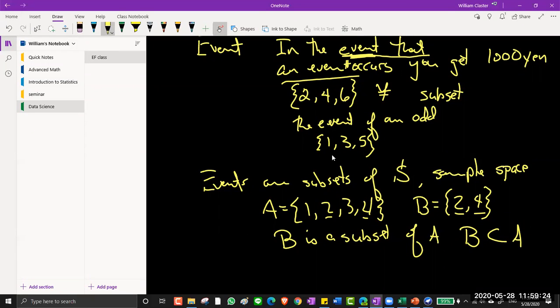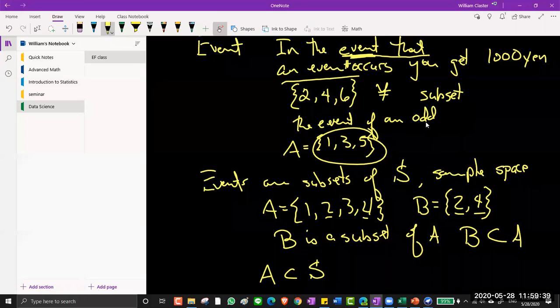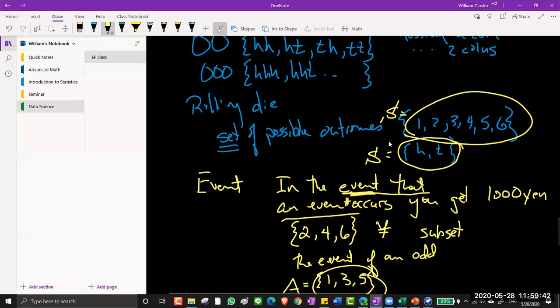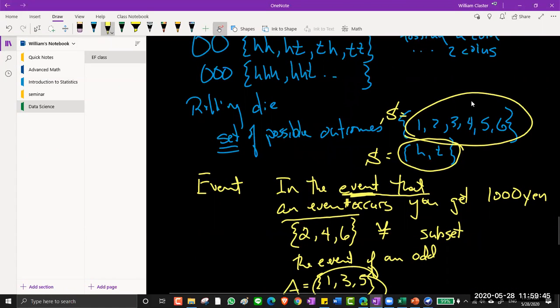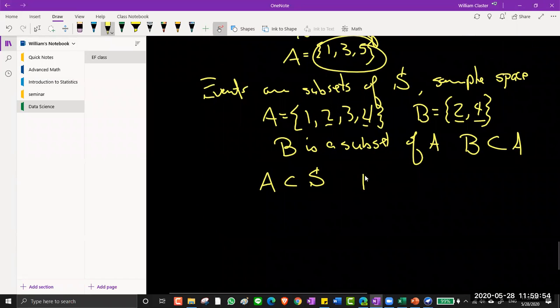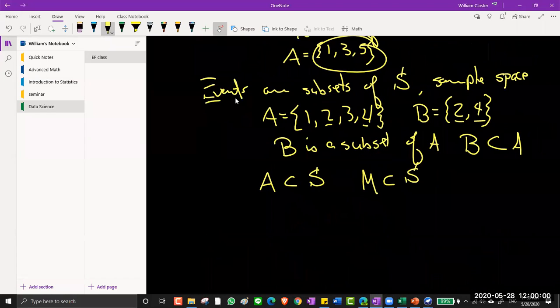Okay, so here, let's call this even numbers, some event A. And we would say A is, of course, a subset of S, right? And sorry, this is odd numbers, so that is a subset of this, right? And we could call this M. And we could also say that M is a subset of S, okay? So any event is a subset of S, and any subset of S is an event.